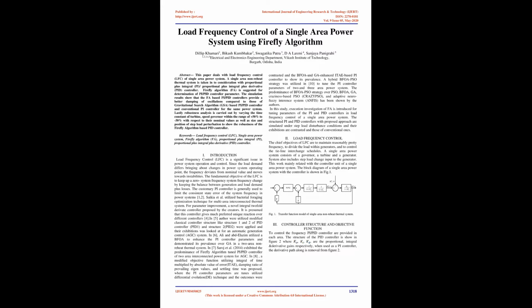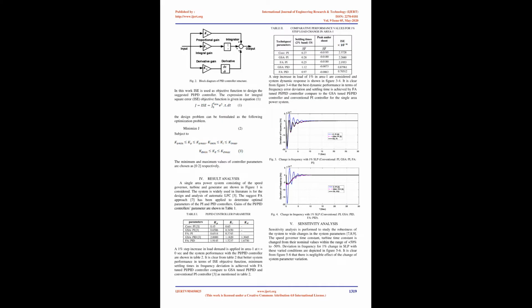In 6, Ali and Abd Alazim utilized a BFOA to enhance the PI controller parameters and demonstrated its superiority over GA in a two-area non-reheat thermal system. In 7, Saroy et al., 2014, exhibited the superiority of Firefly algorithm-tuned PI/PID controller of two-area interconnected power system for AGC. In 8, a modified objective function utilizing integral of time multiplied by absolute value of error, ITAE, damping ratio of dominant eigenvalues, and settling time was proposed, where the PI controller parameters are tuned utilizing differential evolution, DE, technique, and the outcomes were compared with BFOA and GA optimized ITAE-based PI controller to show its superiority.